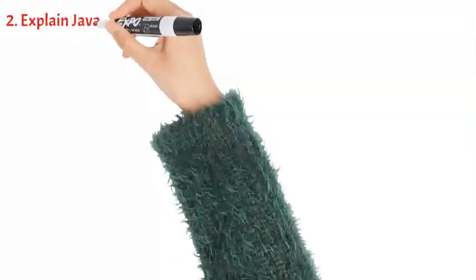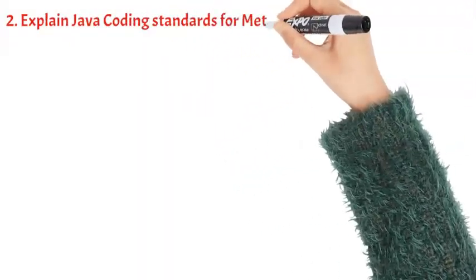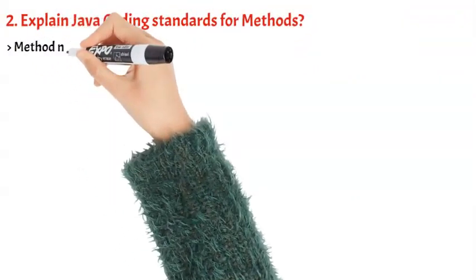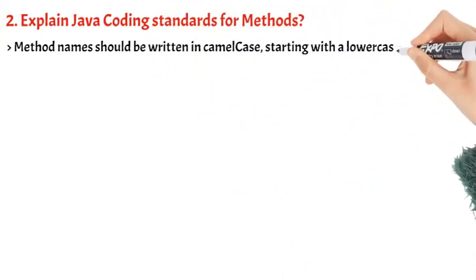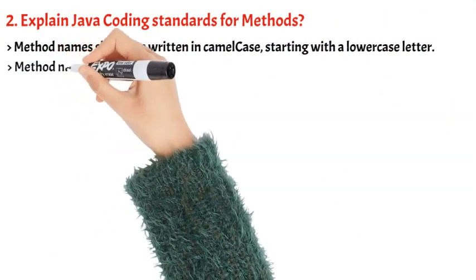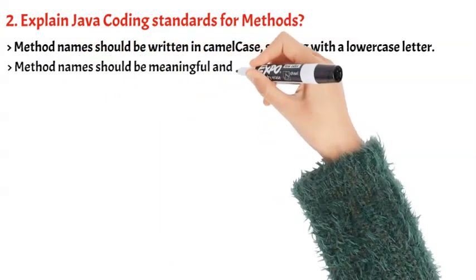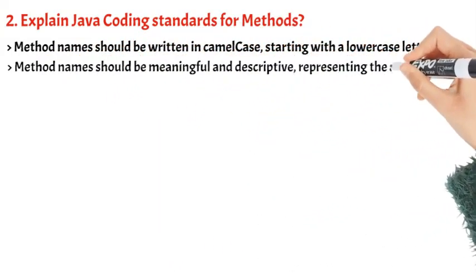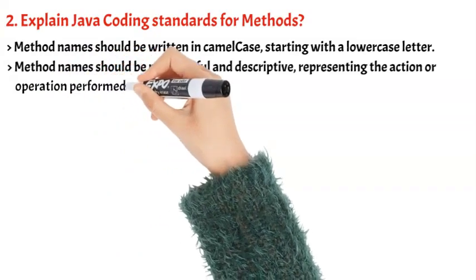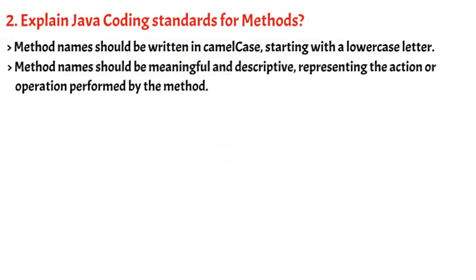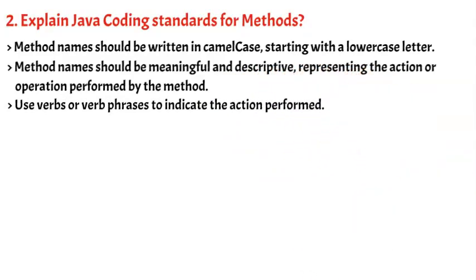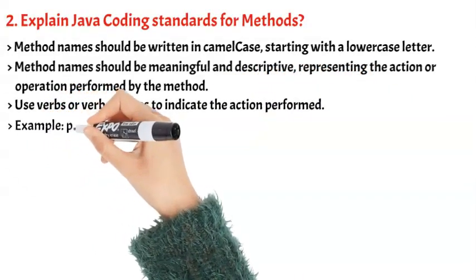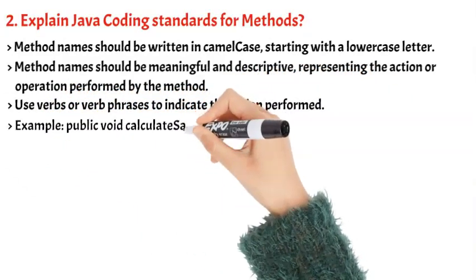2. Explain Java coding standards for methods. Method names should be written in camel case, starting with a lowercase letter. Method names should be meaningful and descriptive, representing the action or operation performed by the method. Use verbs or verb phrases to indicate the action performed. Example: public void calculateSalary.